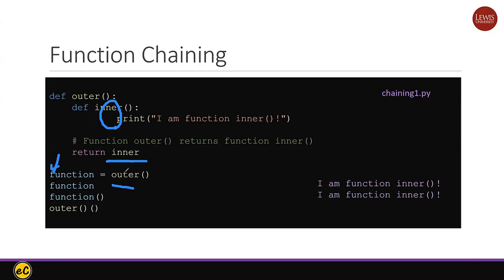is assigning the outer function to function. And then this one is the outer function, is a function call. So function call means that you call the outer function. Okay. And this one basically you call the outer function. So you get this. Okay.